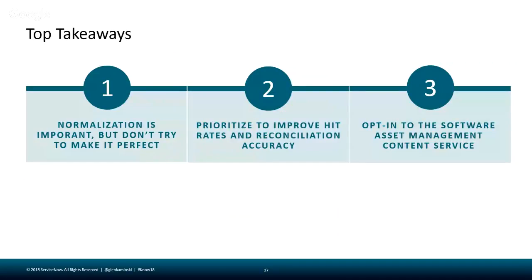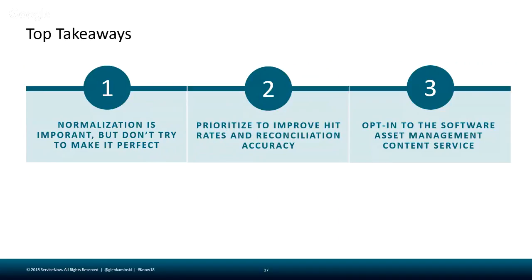So from a takeaway perspective, again, be aware that normalization really isn't just important, it really is key to the reconciliation process. But don't try to make it perfect. Don't strive for just a number, because again, you're focused on the quality of your reconciliation and the confidence with which you can say that you have the correct number of installations for that licensable software. Don't look for perfection across every single non-licensable discovery model. It's really all about licensing.